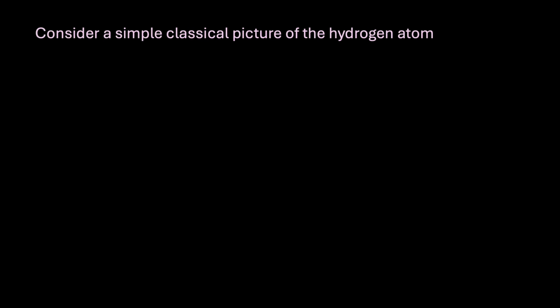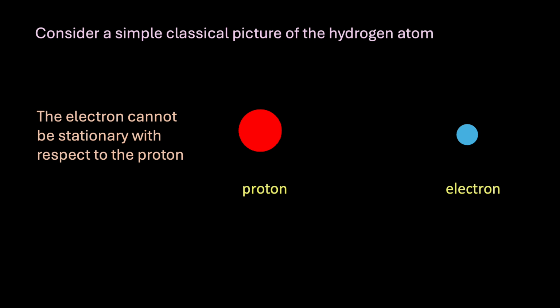To see the problem, let's consider a simple classical picture of the hydrogen atom consisting of one proton and one electron. According to the laws of electrostatics, the electron cannot be stationary with respect to the proton. But why? Well, because the proton carries a positive charge and the electron carries a negative charge, creating a force of attraction. This force can be calculated using Coulomb's law, which states that the magnitude of the electric force between the proton and the electron will be equal to e squared divided by 4 pi epsilon naught r squared, where e is the fundamental unit of charge and r is the distance between the proton and electron. Epsilon naught is the permittivity of free space.